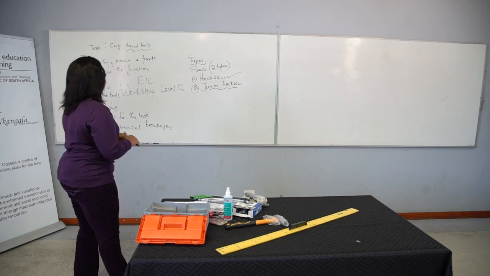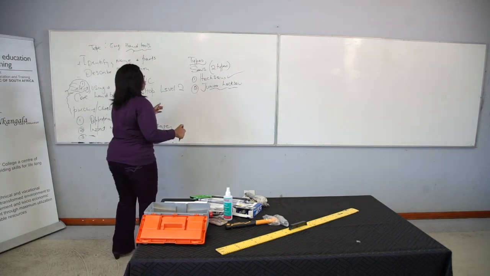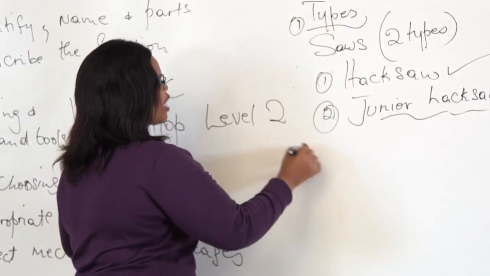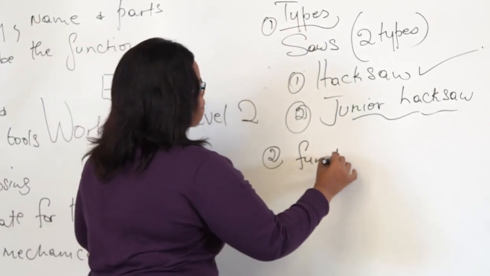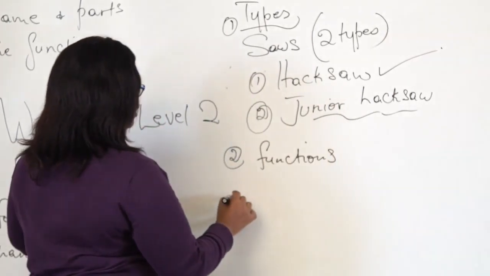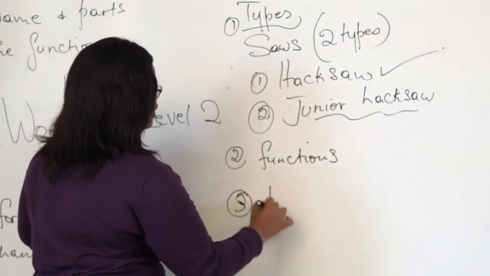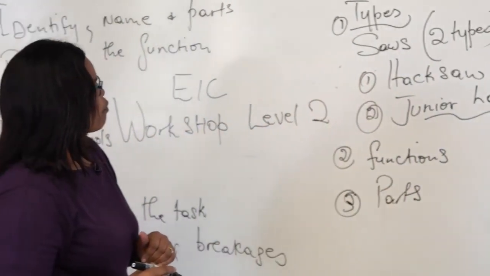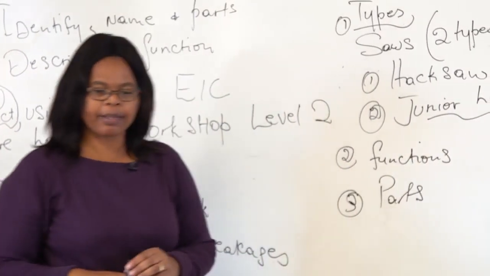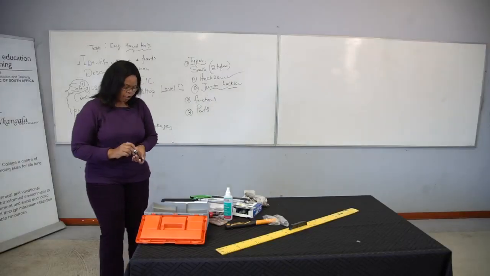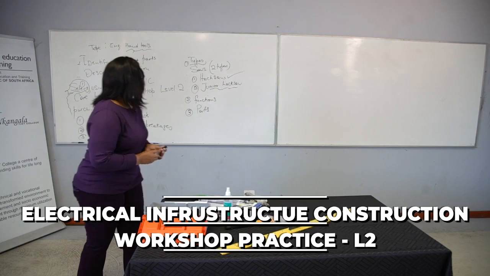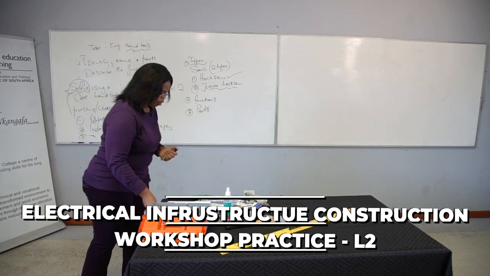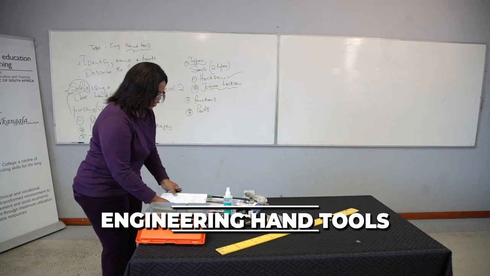If you look at the hand tools, there are so many. All of them, what I've noticed, they have got the types. Number 1, they have got the functions. They have got the parts. The types, the functions, and then the parts. Most importantly about this unit, know the points to consider when choosing the engineering hand tools.